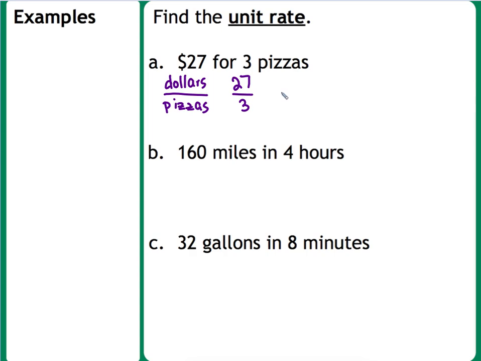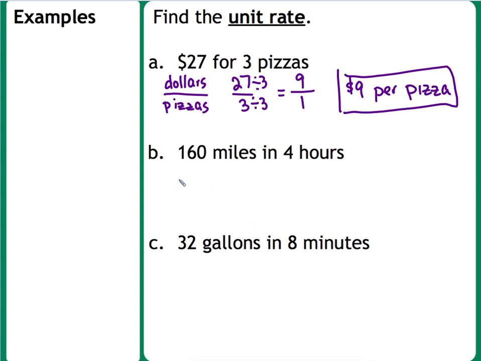All right, we want to know how much this is for 1 pizza. So we want this per pizza. How many dollars per pizza? Well, how do we go from 3 to 1? Well, like we said, we just divide by the denominator. And we have to do that to the numerator as well. So the numerator divided by the denominator tells us the unit rate. So 27 divided by 3 is 9. So that means we have $9 per 1 pizza. So each pizza costs $9.